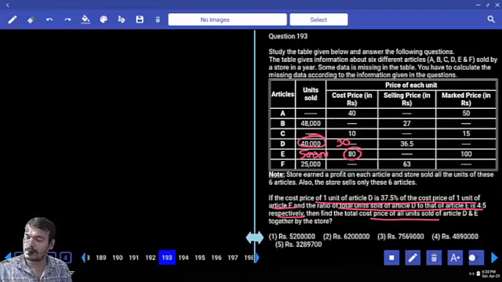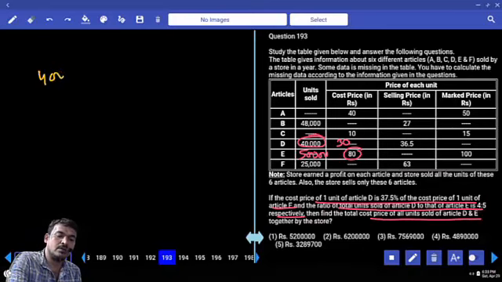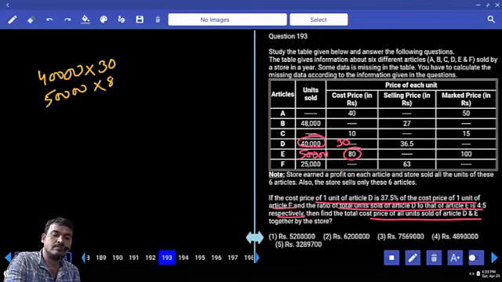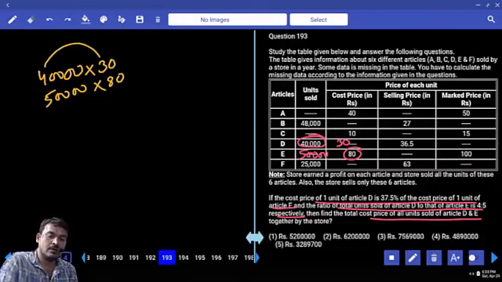What is the question here? Total cost price of all the units of D and E means first one, 40,000 into which one? 30. Second one, 50,000 into how many rupees? 80. Okay. 4 3s are how much? 12. 5 8s are 40.